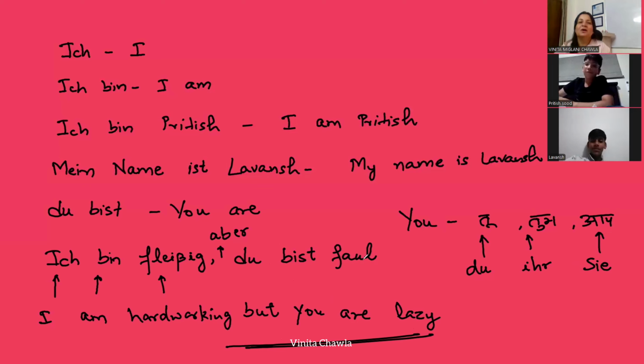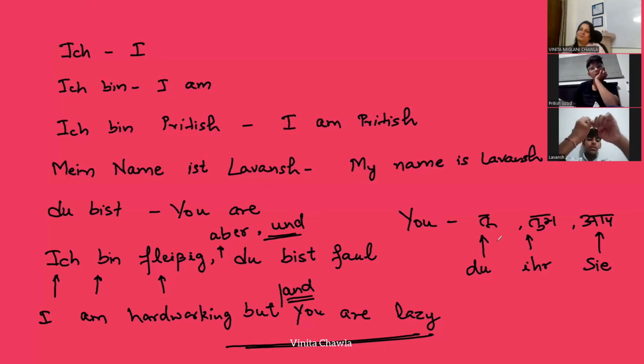Or we can use und. If it is und, then it means and. If you're writing aber, then it is but. If you're writing und, then it is and. Und means and. Easy? Now you have learned to create sentences also in the first class itself.